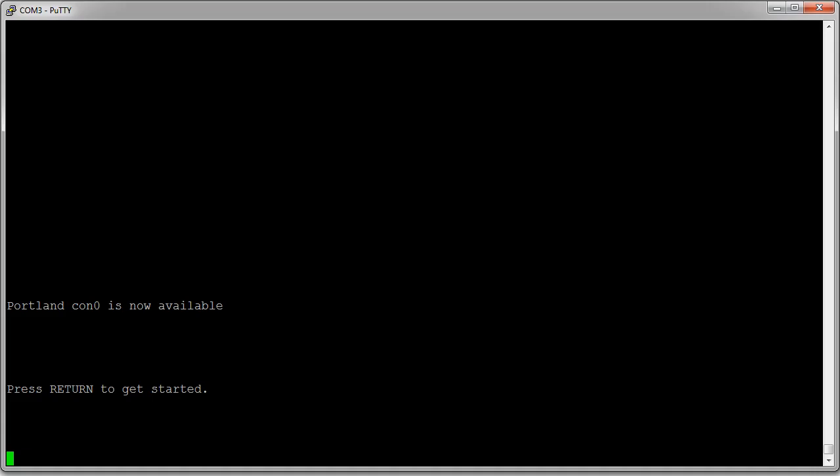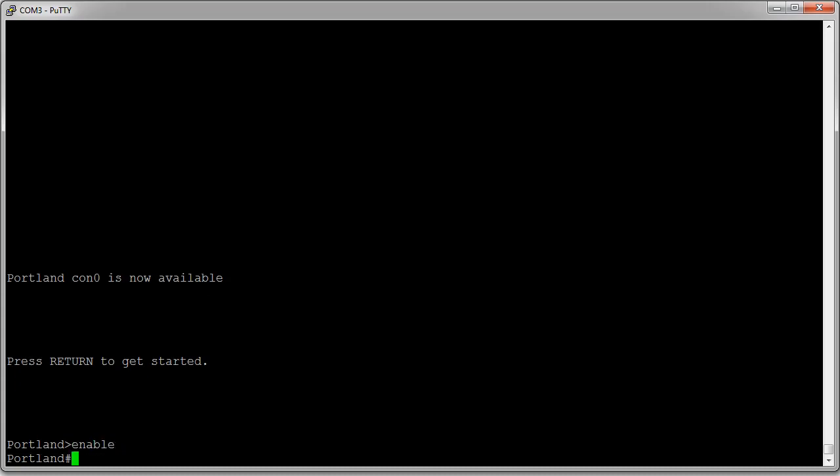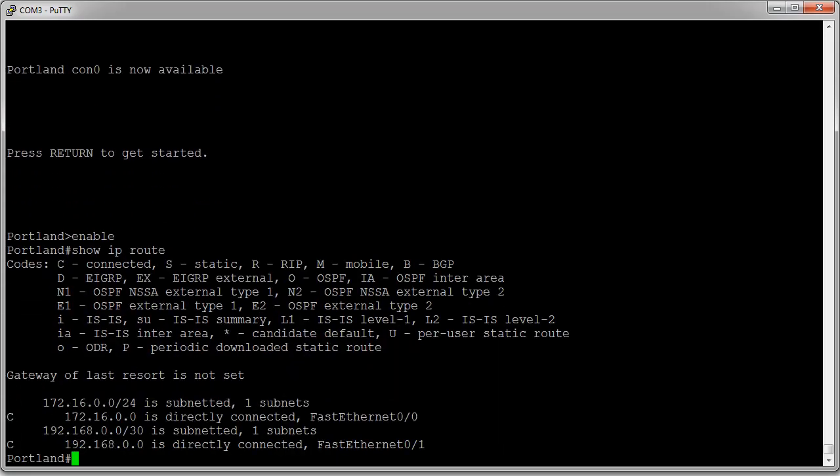So I have a console cable to the Portland router. I press enter, I get into user mode. I type in enable to get into privilege mode. From here I can type show IP route to show my routing table. I can see that I'm directly connected to two different subnets.